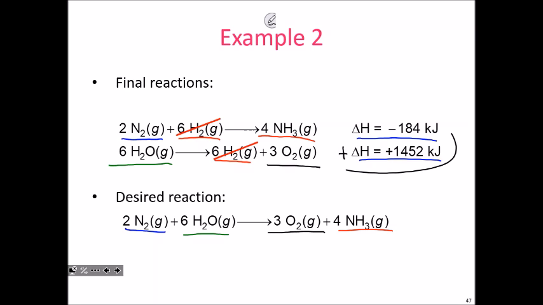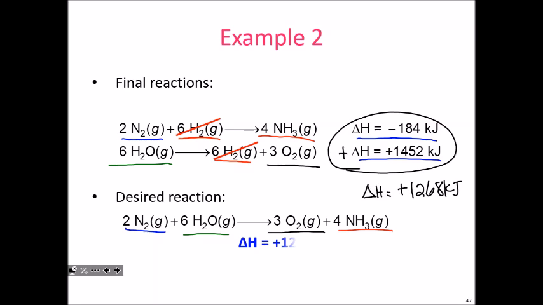Then all you have to do over here is add it all up. Add it all up, and what do we get for our delta H? What do you get there? It's like positive what? 1,268 kilojoules. Very good. And that would be correct. There we go. There we have it.